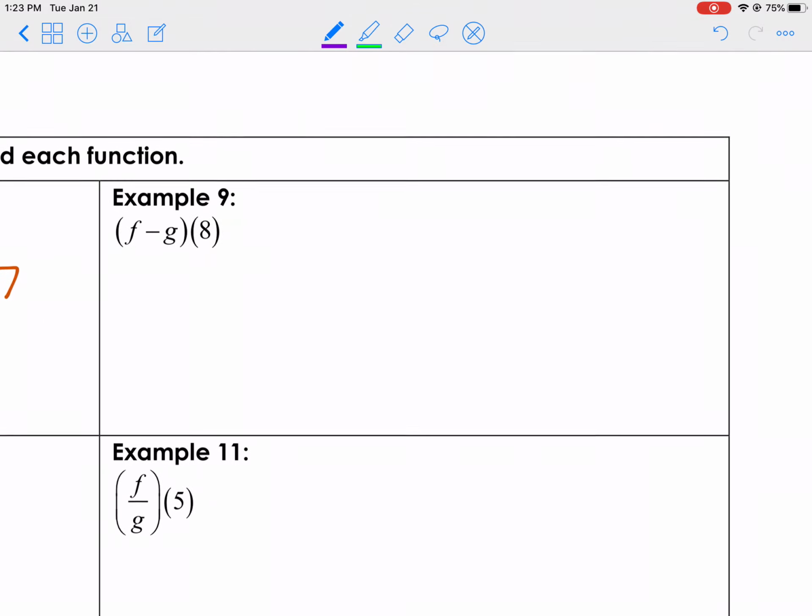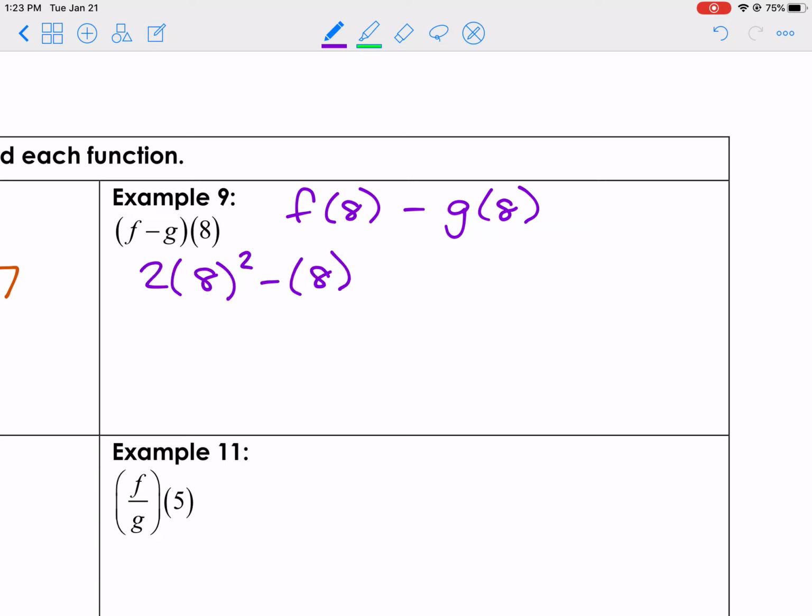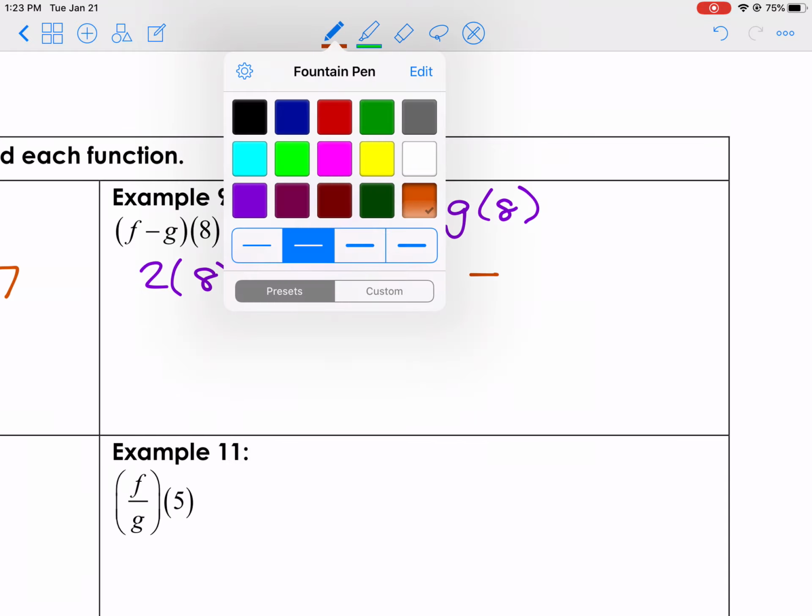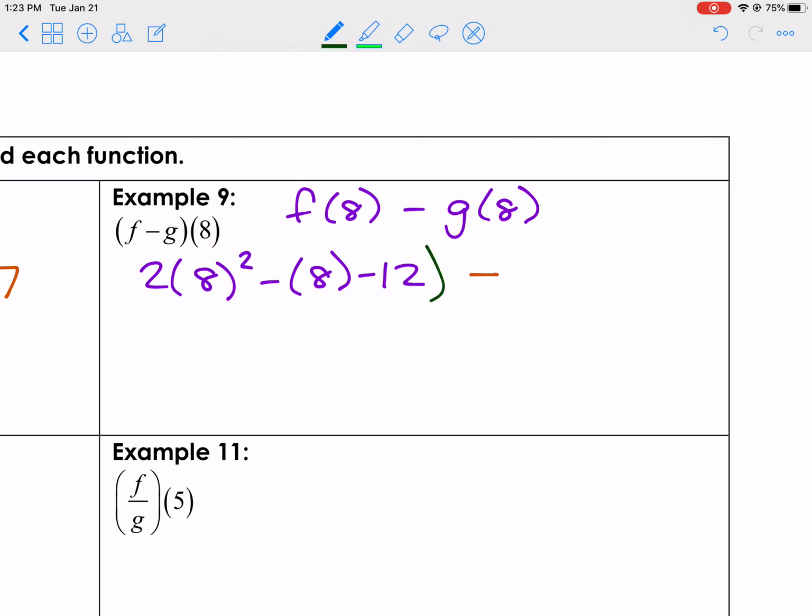Okay, example 9. We have f of 8 minus g of 8. So let's start with f of 8. 2 times 8 squared minus 8 minus 12. And then we're going to subtract whatever we get for g of 8. So parentheses might be a good idea here to sort of separate out the things. G of 8, that's going to be 8 plus 7.